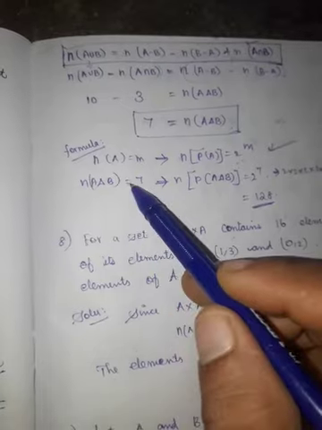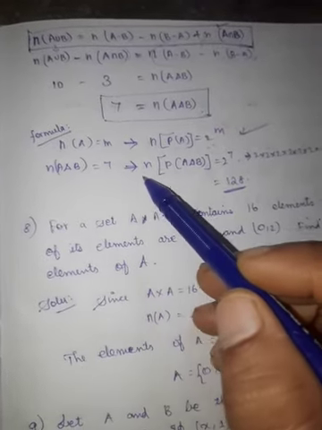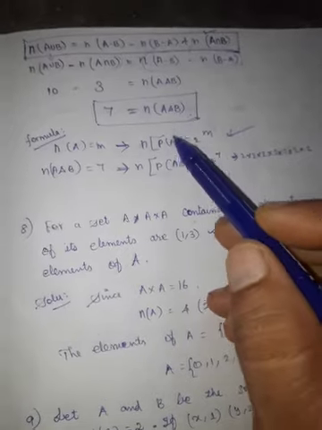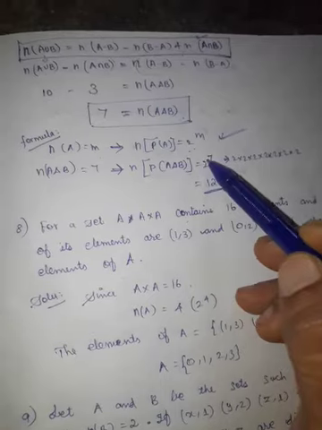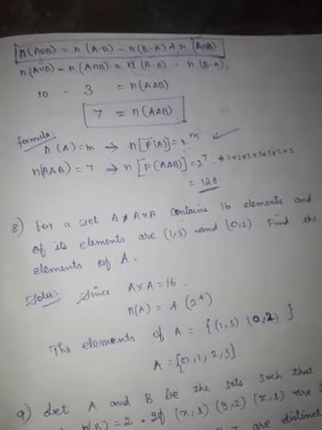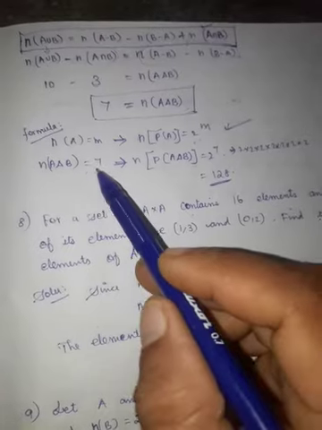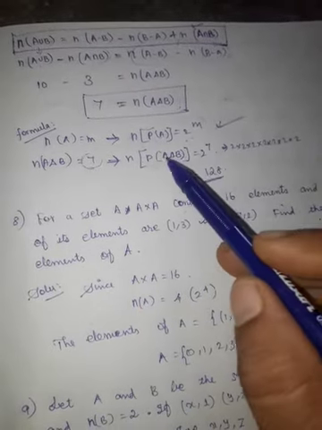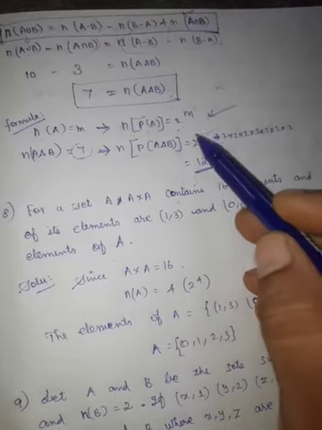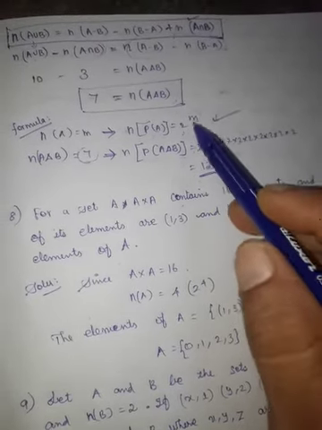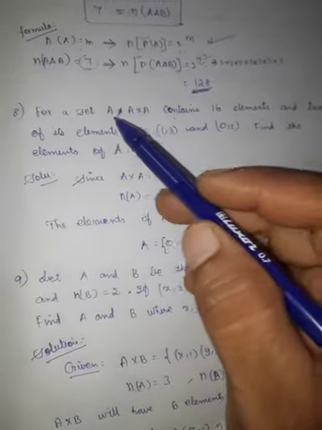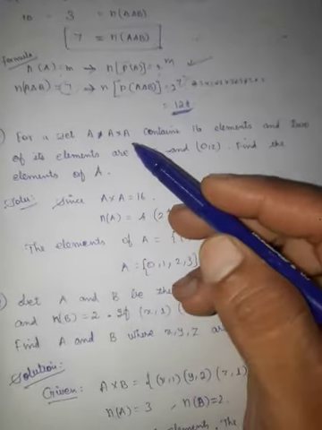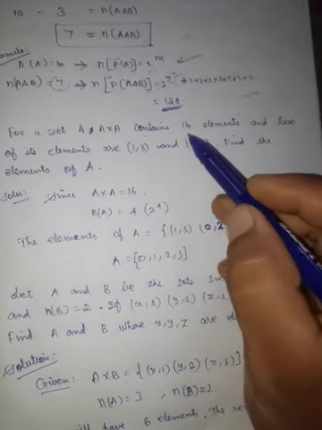A symmetry B equal to 7, which implies number of P of A symmetry B equal to 2 power 7. How? Number of A symmetry B value is 7. So by the formula, m value is 7, 2 power 7. The answer is 128.